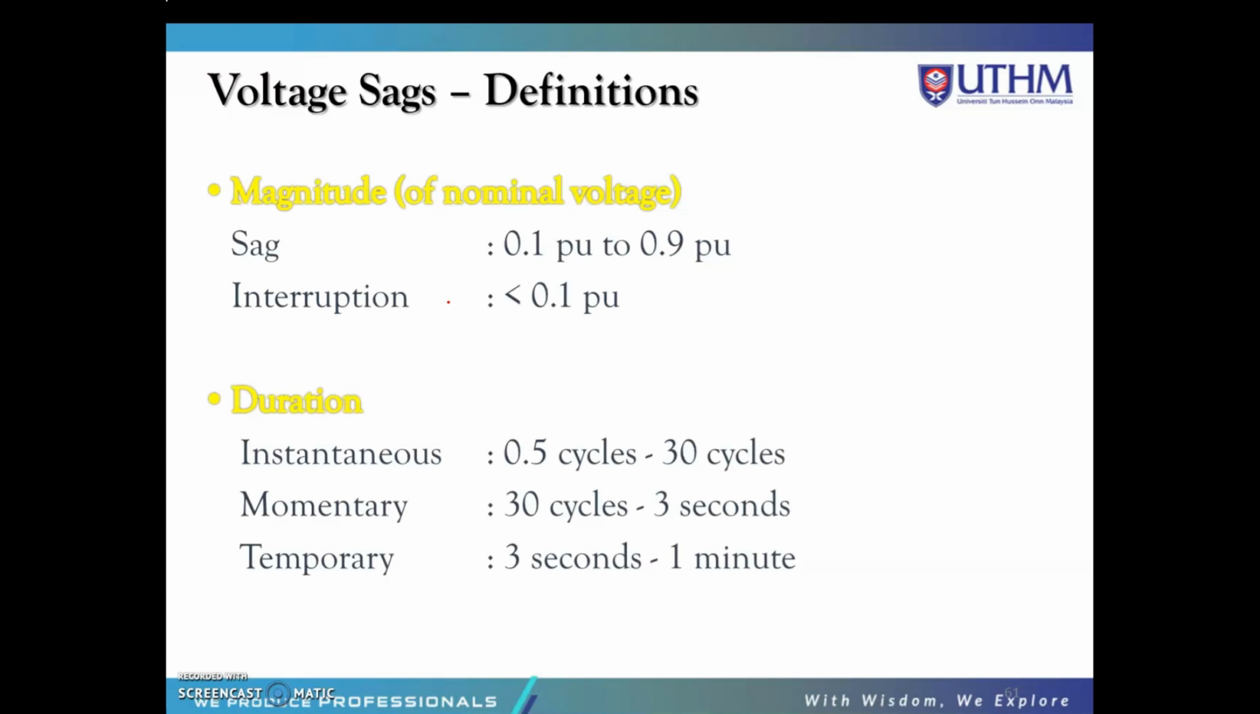For the duration of voltage sags, we have three types. First is instantaneous, 0.5 cycles to 30 cycles. One cycle is equivalent to 16.7 milliseconds. Then momentary is 30 cycles to 3 seconds, and temporary is 3 seconds to 1 minute.